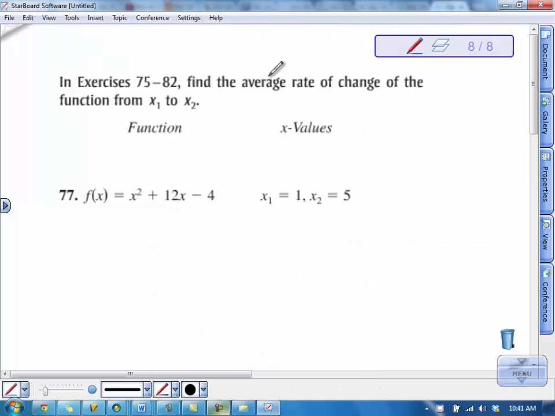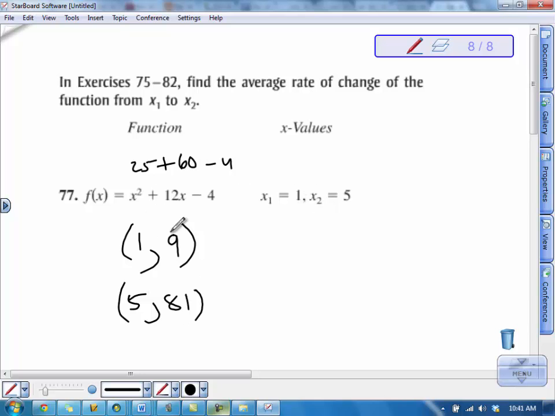Okay, you are going to have to find the average rate of change of a function from x1 to x2. So here's a function, it's a quadratic, and we need to find the average rate of change. Well, that's just slope between these 2 points, so I'm going to plug in 1 here. If I plug in 1, I get an ordered pair of, let's see, 1 squared plus 12 minus 4 is 9. And then 5 would be 25 plus 60 minus 4, so that'd be 81. So there's my 2 ordered pairs.